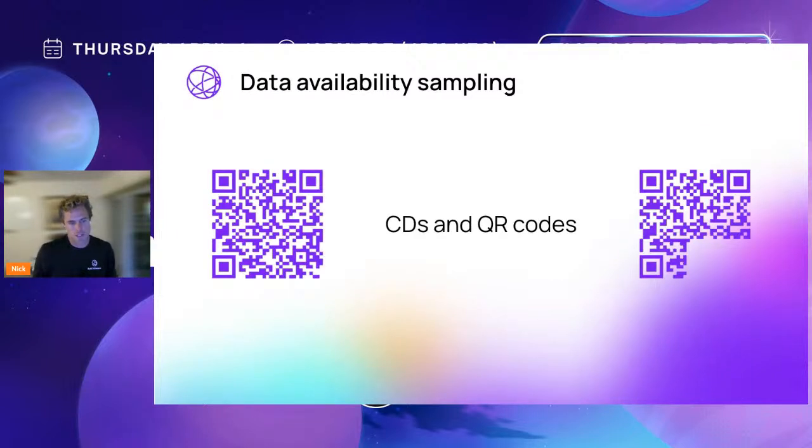And so one of the core technologies behind data availability sampling is the same thing that we use in CD-ROMs and QR codes. It's called erasure coding. And basically what erasure coding is, it adds redundancy to a data file. So if you have your CD, right, encoding an MP3 file, now the problem is if the CD got scratched, right, then all of a sudden you wouldn't be able to recover the file.